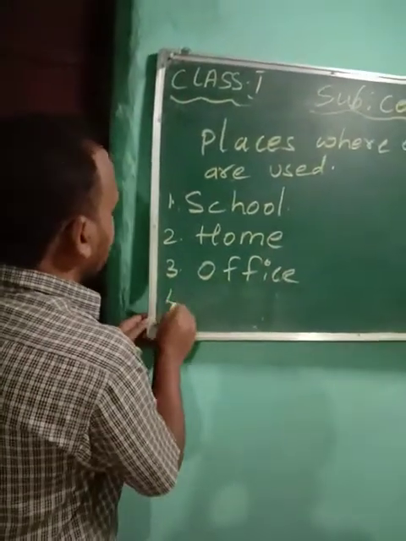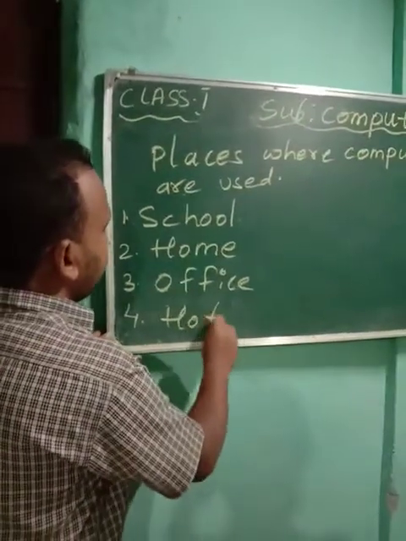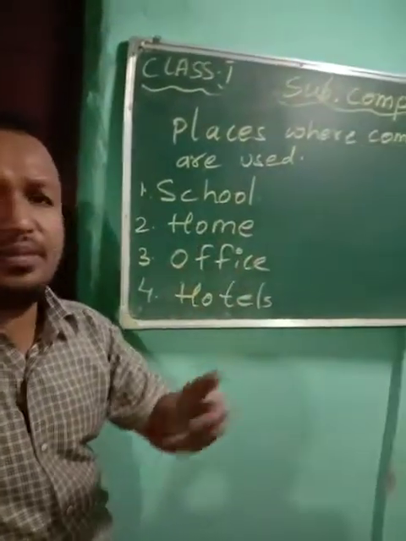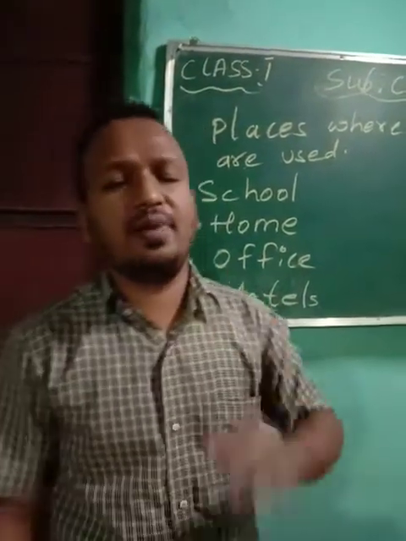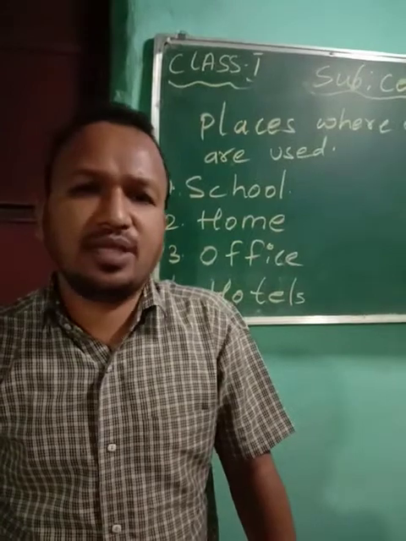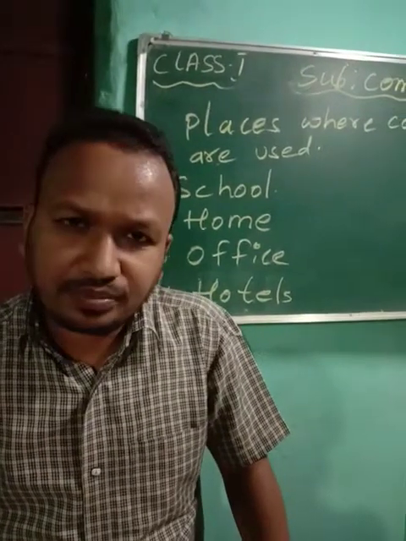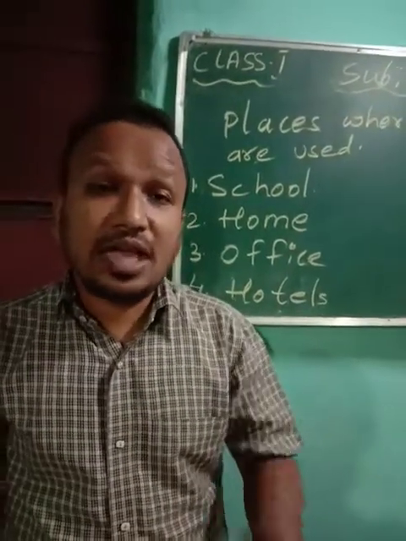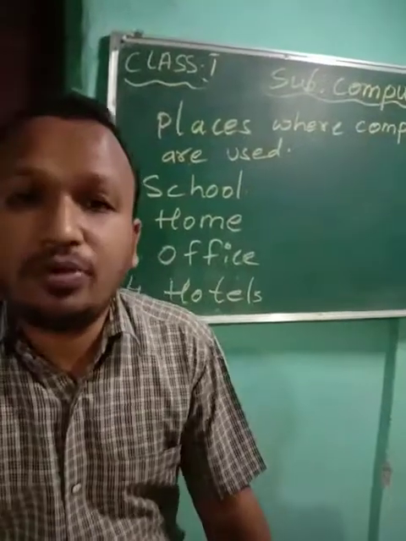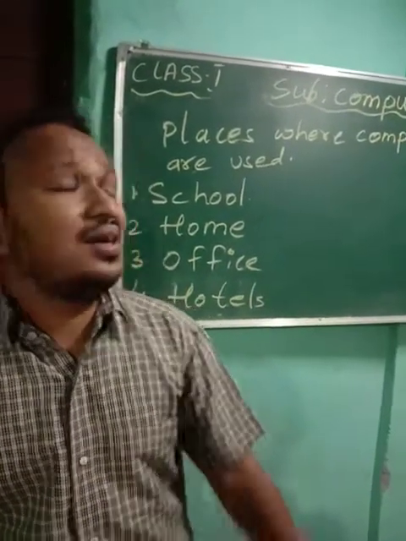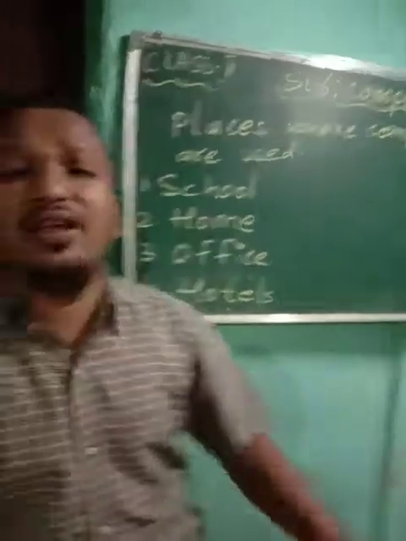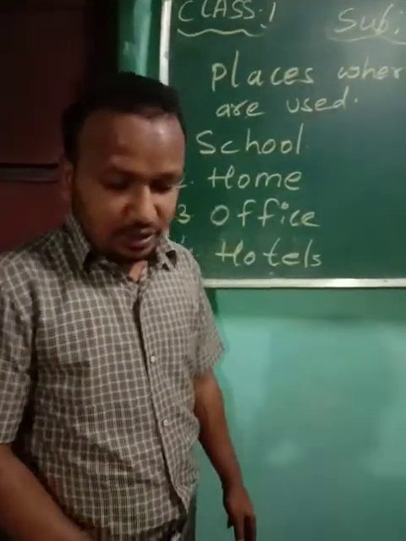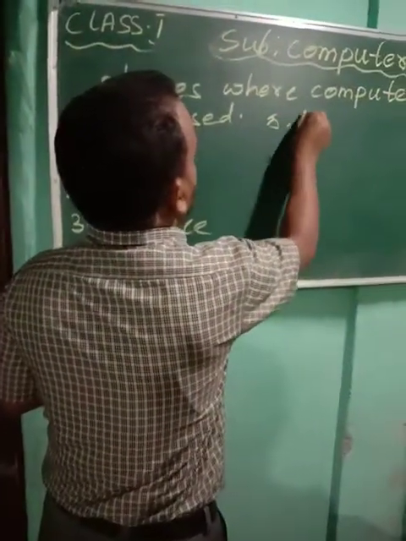Now next is the hotel. In hotels also computers are used for preparing the bill. Suppose you all went with your parents to a hotel or restaurant to have something. You give an order, and when you have your food, the waiter will bring the bill. That bill is also prepared with the help of a computer. So the computer does many works in different places, in hotels and restaurants also.